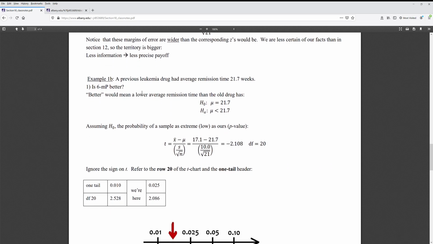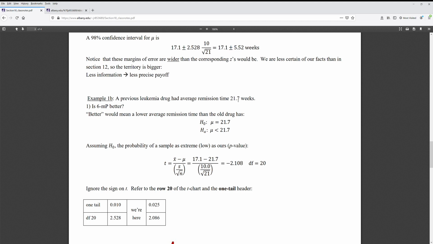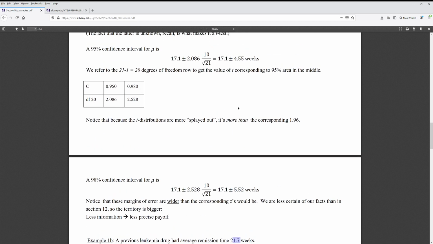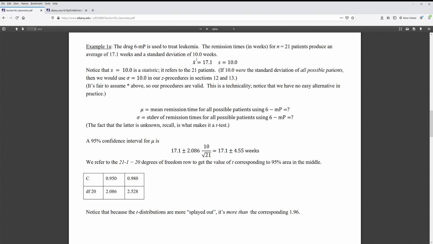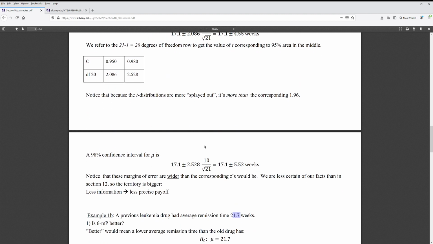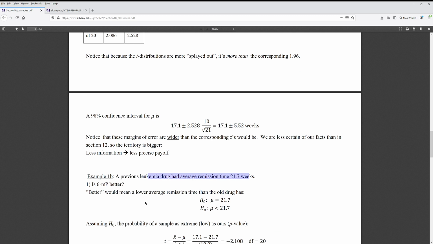Hypothesis test example. A previous leukemia drug had average remission time 21.7 weeks. What have we got? 17.1 weeks. So in point of fact, these patients' average time was better, faster, faster is better than the average remission time for the old drug. Maybe this new drug is better, maybe it's not. But of course, better would mean a lower remission time. If nothing else, the word better, as opposed to say different, should tip you off that it's a one-sided test.